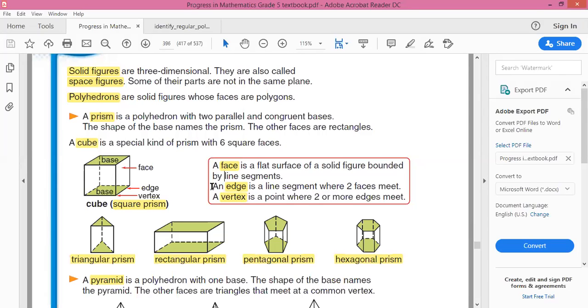Now next, an edge. What is an edge? I will tell you. Look at there. Just a minute. I will draw a line.